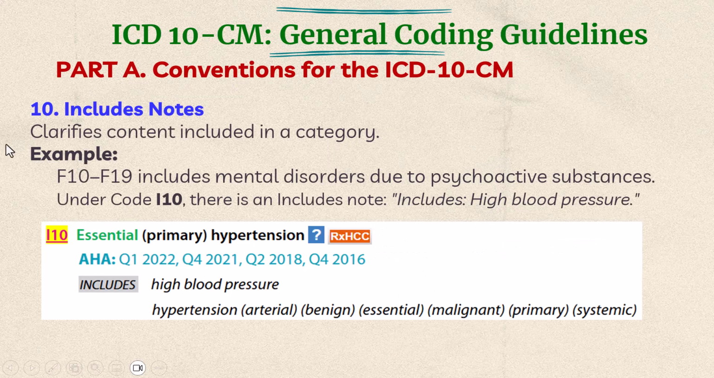So number 10, include notes. It clarifies content included in a category. For example, F10 to F19 includes mental disorders due to psychoactive substances. This is one type of include note. The other one is under some codes you can see. For example, under code I10, there is an include note that says includes high blood pressure. So this is also one type of include note.